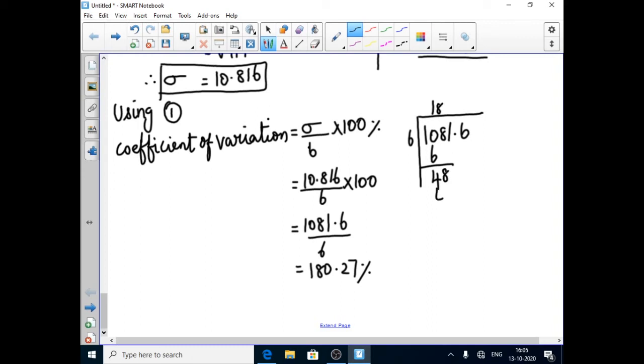8 6s are 48. Next number is 1, we cannot divide, so add 0. Point, so 6 2s are 12. Again it is 4, 0. 6 6s are 36. Again 4, so it is continuous like this. So we can write it as 186, again 6 6s are 36, remainder 4. So that is why I approximately write it as 180.27.